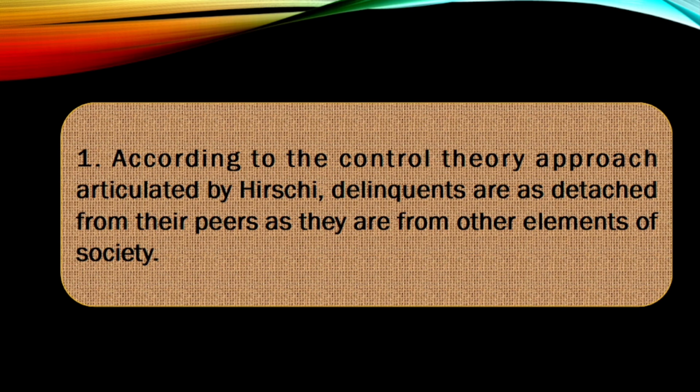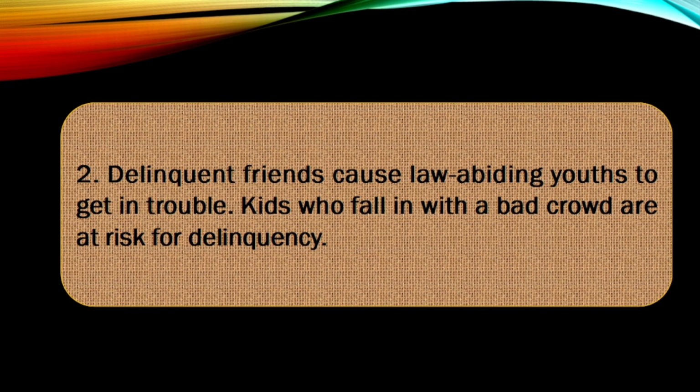So, if the delinquency happens in groups, it's because, as the famous saying goes, birds of a feather flock together. Kumbaga, fault of one is fault of all. Second is, delinquent friends cause law-abiding youths to get in trouble. Kids who fall in with a bad crowd are at risk for delinquency. Kasi may mga nakakasama tayo na kaibigan which is prone to commit crime. So, since we make friends with them, ma-adapt natin yung mga behavior nila. Reason why we also became delinquent.